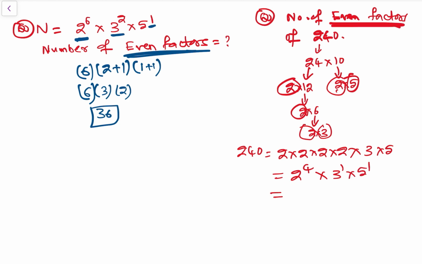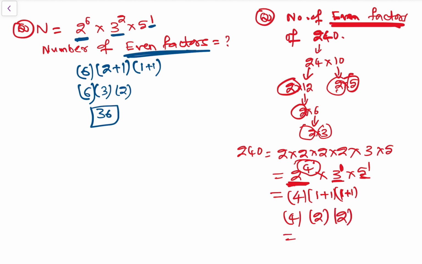So for even factors, we will keep the even number, 2 is the even number, and 2 to the power 4 as it is, and the odd numbers are 3 and 5, their powers we will do +1, 1 + 1. So now it would be 4 into 2 into 2, 4 2s are 8, 8 2s are 16. So there are 16 even factors for the number 240. So that is the thing.